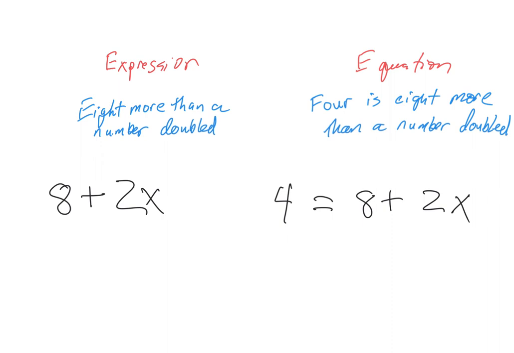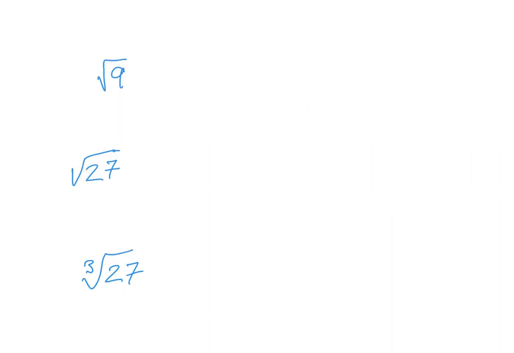8 more than a number doubled is not a complete sentence. There's no connection to it, no verb going on. The is my equal sign. And that is can be is greater than, is less than. If we just say is, we mean is equal to. So an expression is here. It can be simplified. An equation can be simplified and solved. So we could actually calculate and find that value for x.